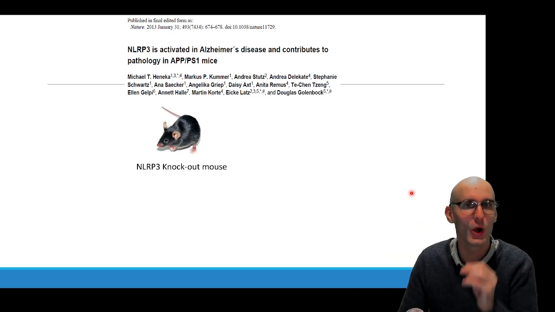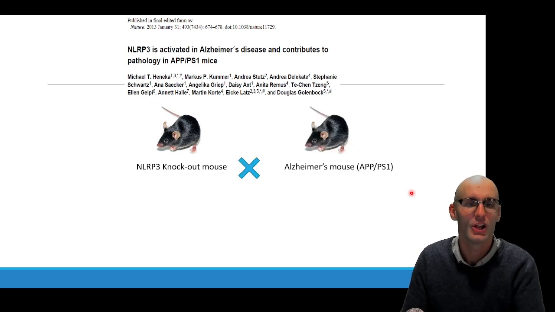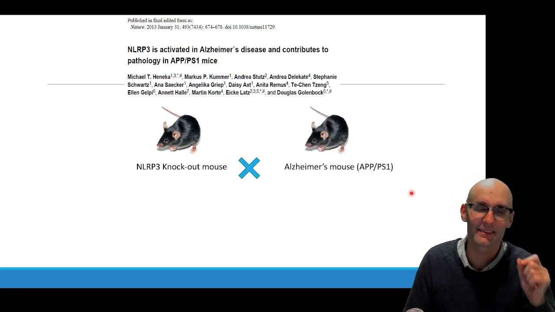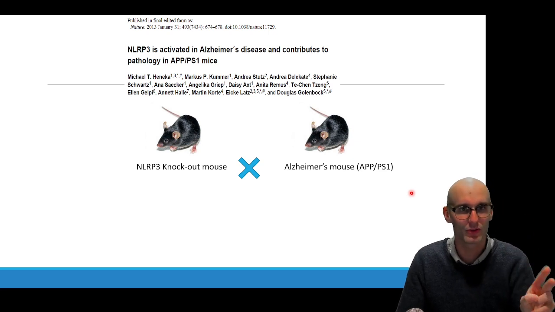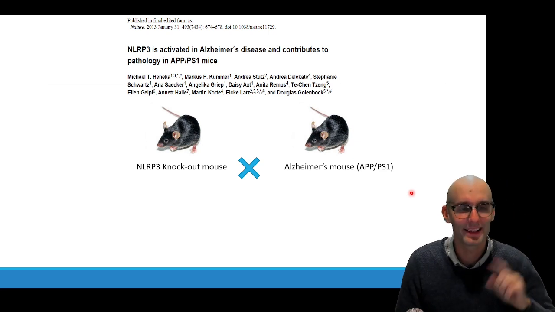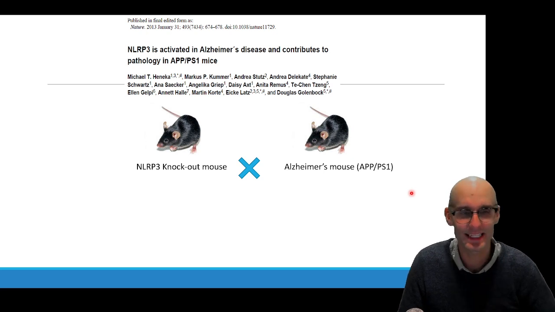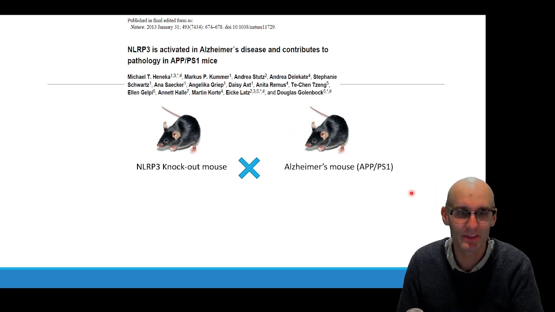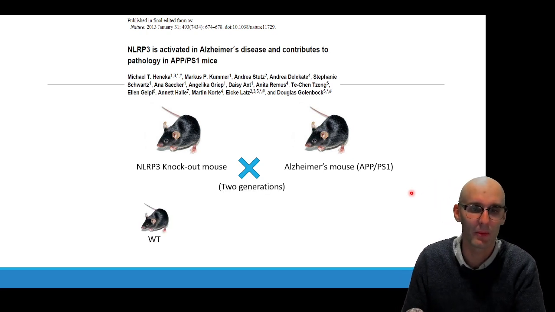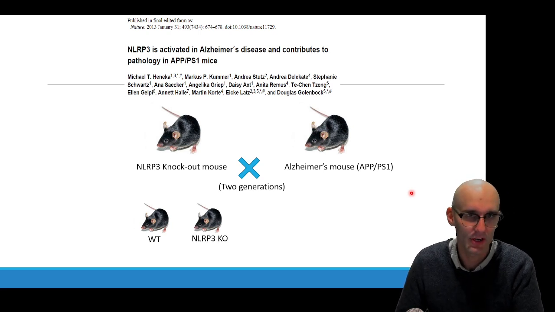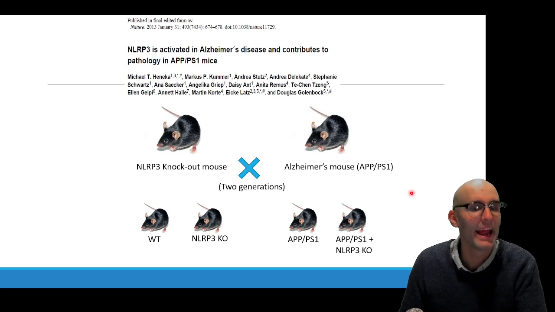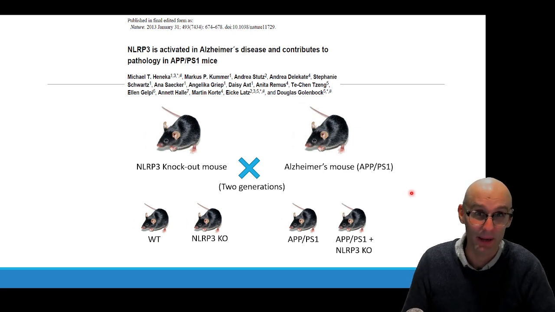This mouse has no NLRP3 receptor. You cross it with an Alzheimer's mouse. This is an APP-PS1. It's got 2 familial mutations that we know cause Alzheimer's disease, one in the APP protein, one in the gamma secretase. And what happens is you cross those and you'll end up with, after a few generations, wild-type mice, NLRP3 knockout mice, Alzheimer's mice, and Alzheimer's mice without NLRP3.